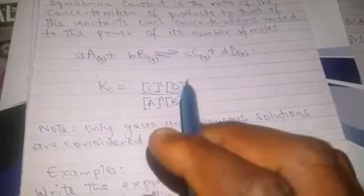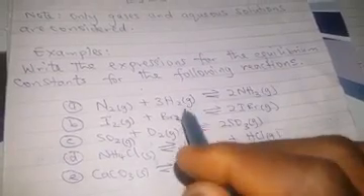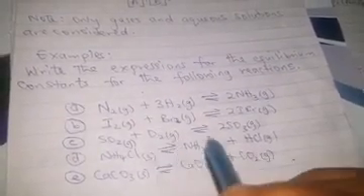Okay, and please, we should note that only gases and aqueous solutions are considered. When you're dealing with equilibrium constants, you're only considering gases and aqueous solutions. You don't consider solids and you don't consider liquids. Now look at this example here. Write the expression for the equilibrium constant for the following reactions. So we are given all these reactions and we are asked to write an expression for the equilibrium constant.